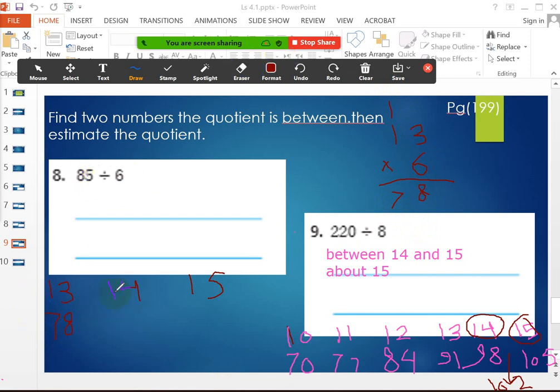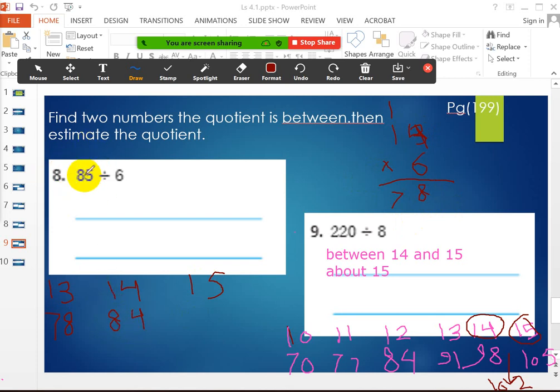Okay, girls. Now 14 multiply 6. You can do this strategy and multiply 14 with 6, but I will give you the final answer. If you multiply 14 with 6, it will be 84. You can multiply 6 with 14 and the answer will be 84. So 84 is still less than 85.